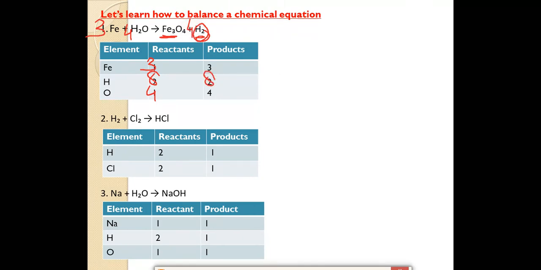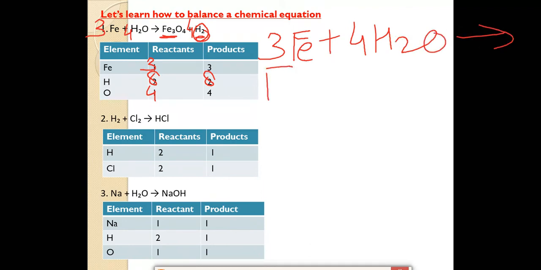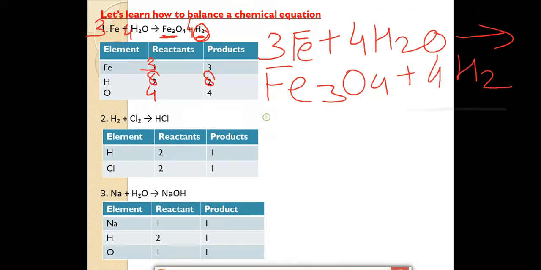So now our reaction is a balanced reaction. So this is our balanced reaction: 3Fe plus 4H2O gives Fe3O4 plus 4H2. This is our balanced equation. Now if we count the number of atoms on the reactant and the product side, it will become equal.